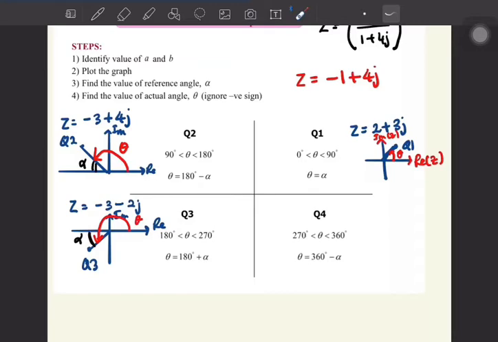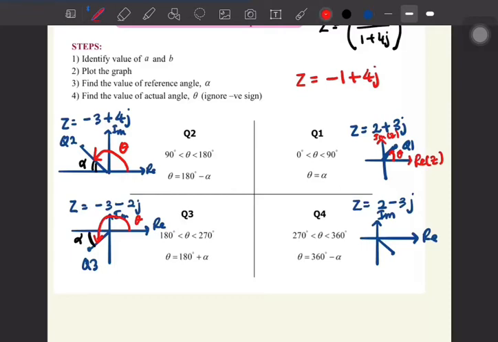Okay, so the last one, for quadrant 4. Let's say your Z is defined as 2 minus 3j. If you plot this one, you will have it in the fourth quadrant here. Why? Because you have positive for the real part and negative for the imaginary part.